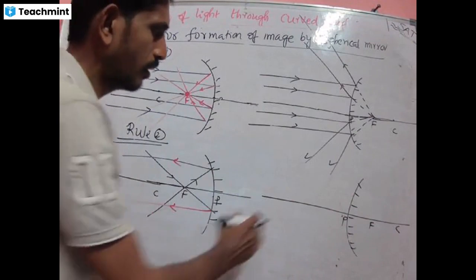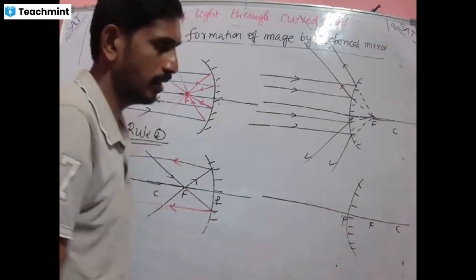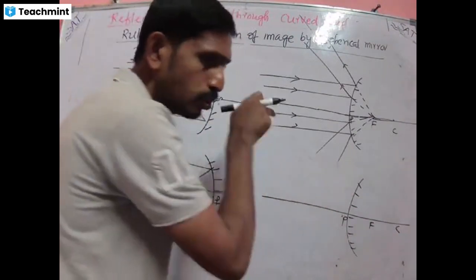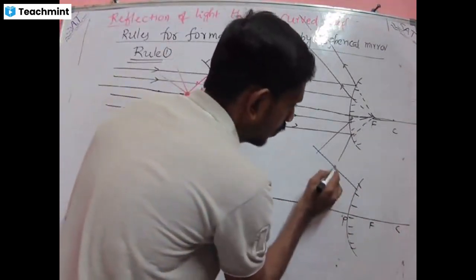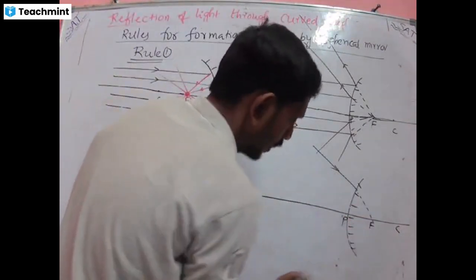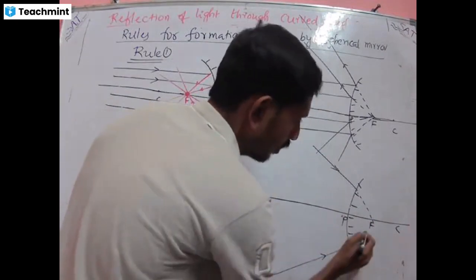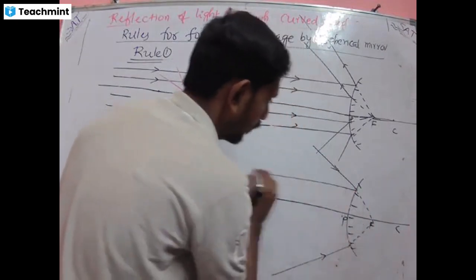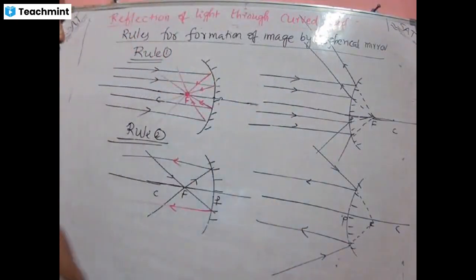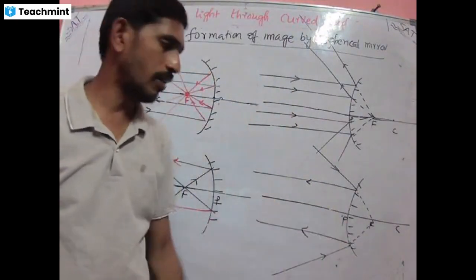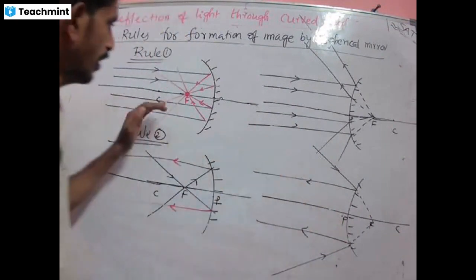Next, the same thing. The rays which appear to meet at the focus: this is one ray which appears to meet at the focus, and this is one more ray which appears to meet at the focus. After reflection they become parallel. This is rule number 2 for the convex mirror. So rule number 1, rule number 2.